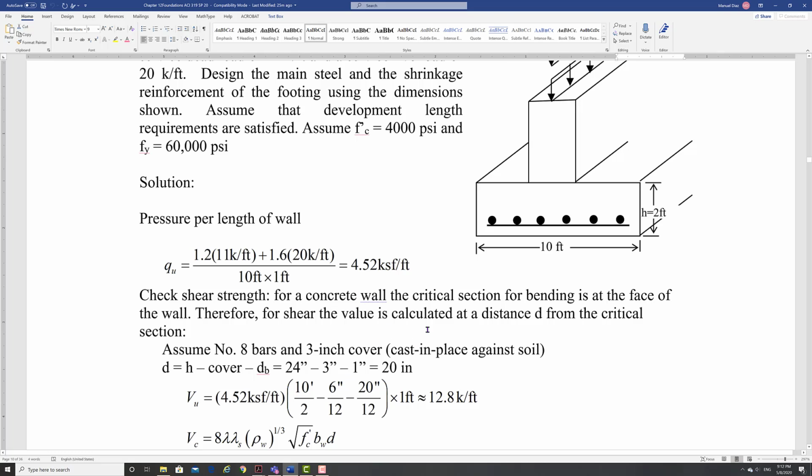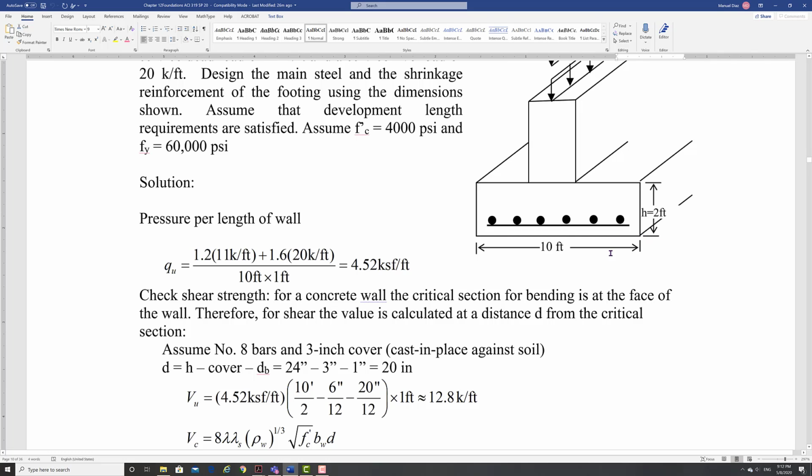My critical distance. I need to find my VU here. What I need to do now is find, so now this QU is the pressure being applied here at the bottom. Remember, think about a slab.